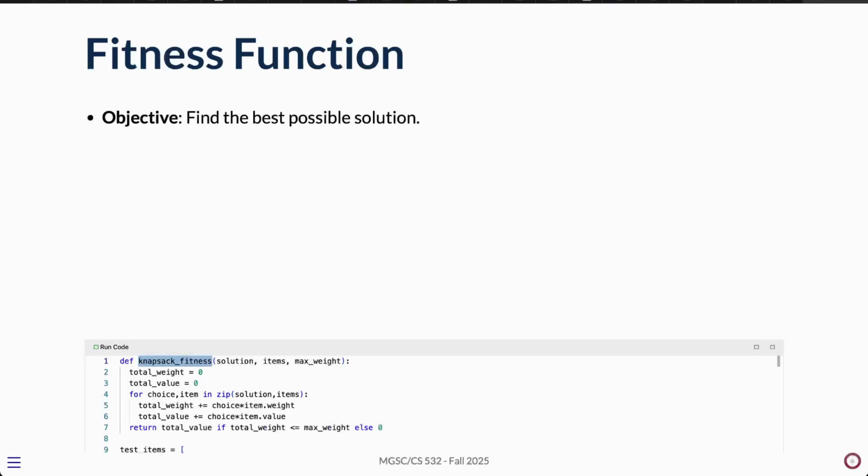Our objective is pretty clear. It's to find the best possible solution that maximizes value without exceeding the weight constraint. This requirement to maximize benefit while respecting constraints is very common in economic optimization problems.